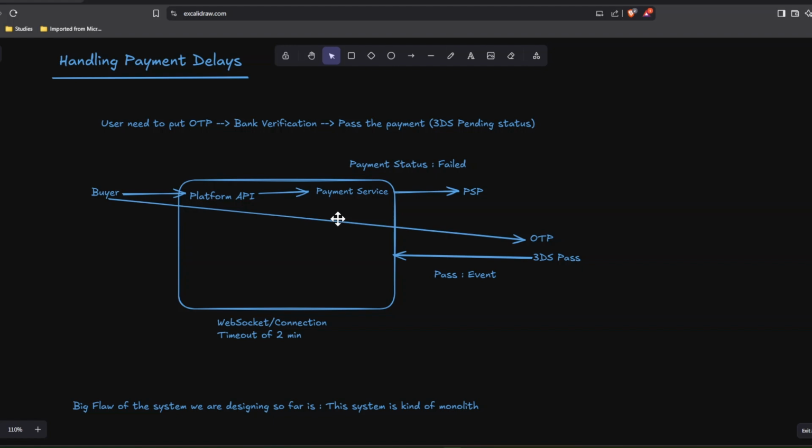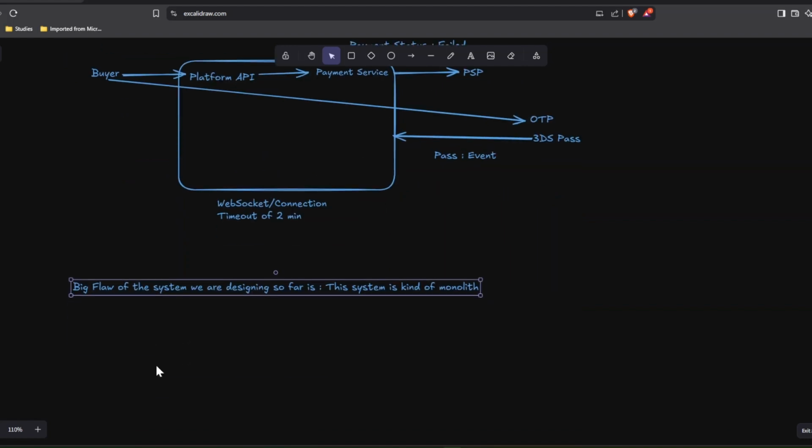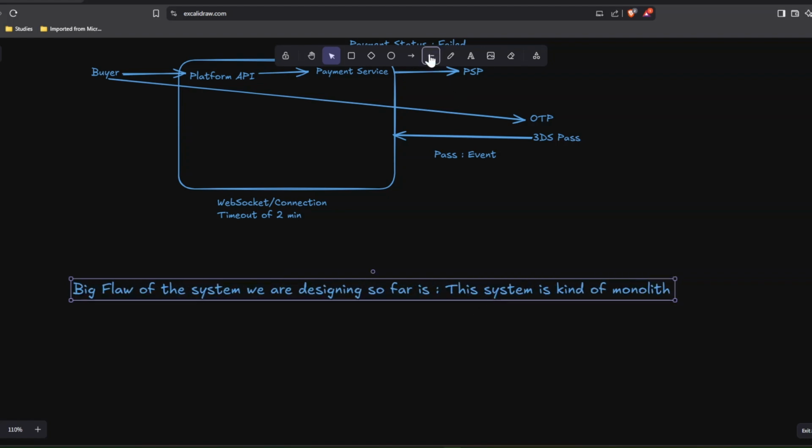Okay, so just understand this thing very deeply, that a scaled payment service is not at all a monolith.